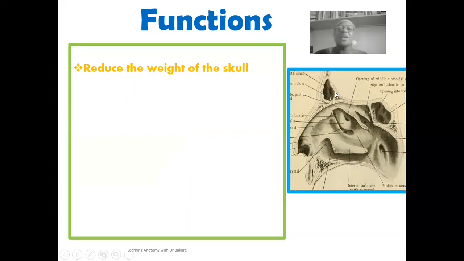So these spaces will help to reduce the weight of the skull. If you try to compare the weight of a compacted bone and a bone that has spaces in it, you see that the one with spaces, of course, will have a lesser weight. And this is the basis on which the paranasal sinuses help to reduce the weight of the skull. They also help to increase the resonation of sound. There can be an increased amplification of sound because of these spaces that are created.